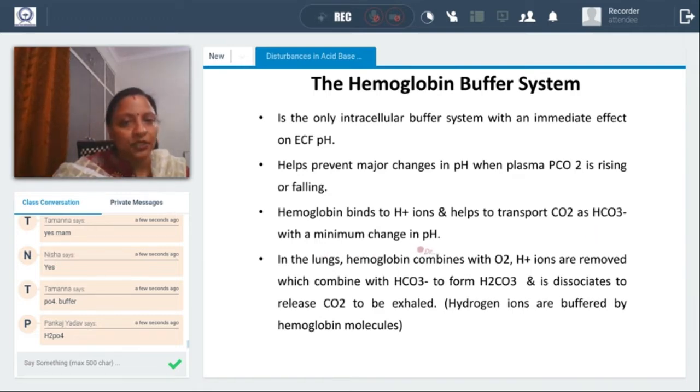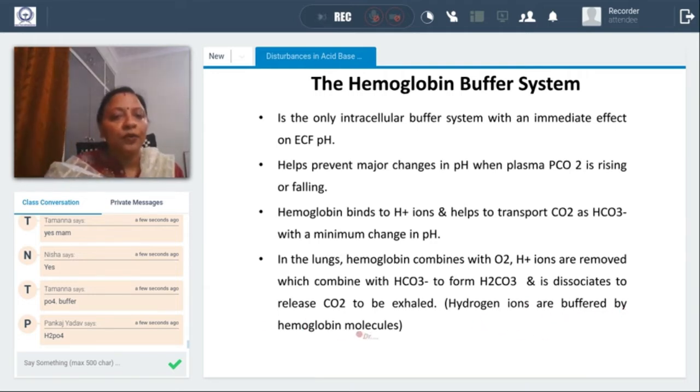change in pH. In the lungs, hemoglobin combines with oxygen. H plus ions, or hydrogen ions, are removed, which combine with bicarbonate to form carbonic acid. You all know it dissociates to release CO2 to be exhaled. So it means hydrogen ions are buffered by the hemoglobin molecule. Please remember this line: hydrogen ions are buffered by hemoglobin molecules by binding to H plus ions.